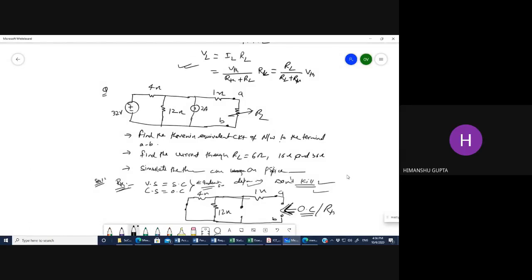So what is RTH? VTH is an open circuit voltage, right? And open circuit means very high value resistance. So instead of open circuiting RL, you have to put a very high value resistance in place of RL while calculating VTH.